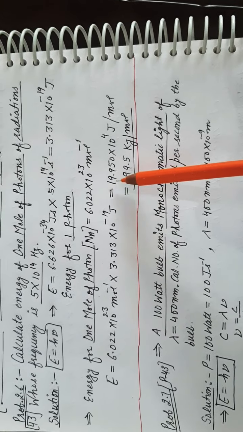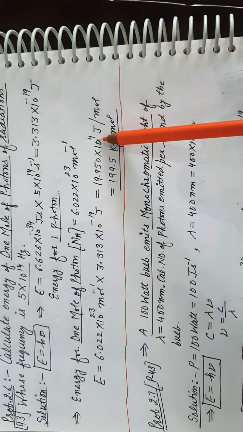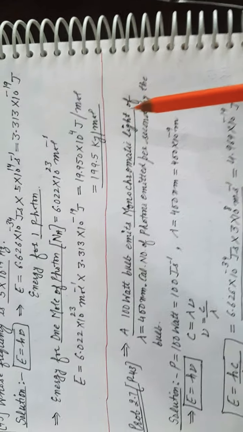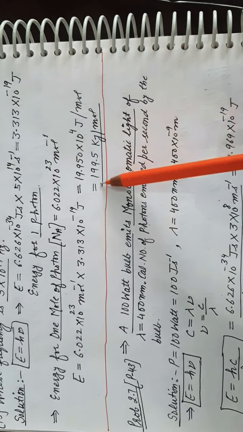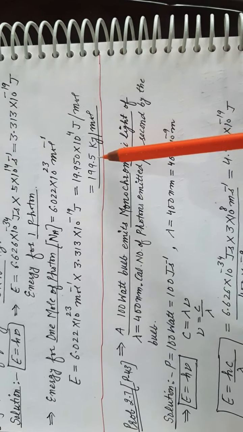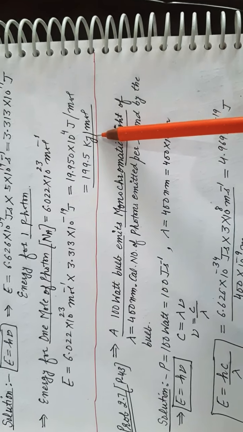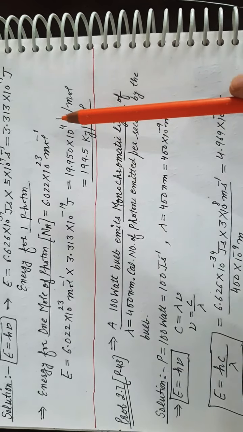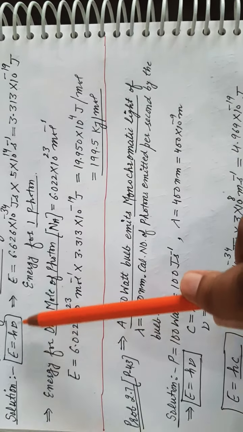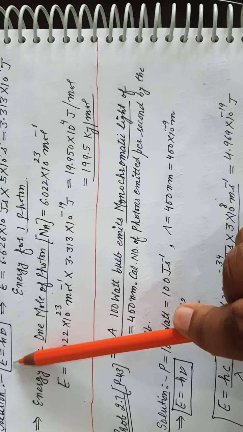After calculation, the value will be 19.950 into 10 raised to power 4 joule per mole, and converted into kilojoule by dividing by 1000, you will get the value, that is the energy for 1 mole of photons when frequency is given. So in this problem, one of the important formulas is E is equal to h nu. When frequency is given, you can calculate energy easily.